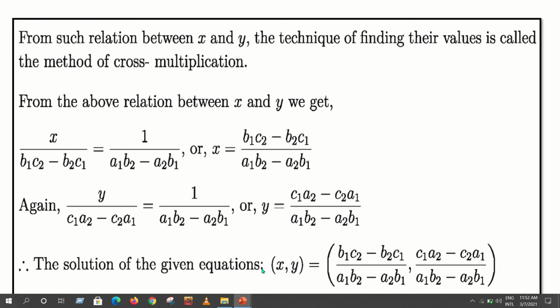Therefore, the solution of the given equations x and y is equal to this and this. This is the required solution. We also follow one more technique for finding the solution, that means the value of x and y by the cross multiplication method.